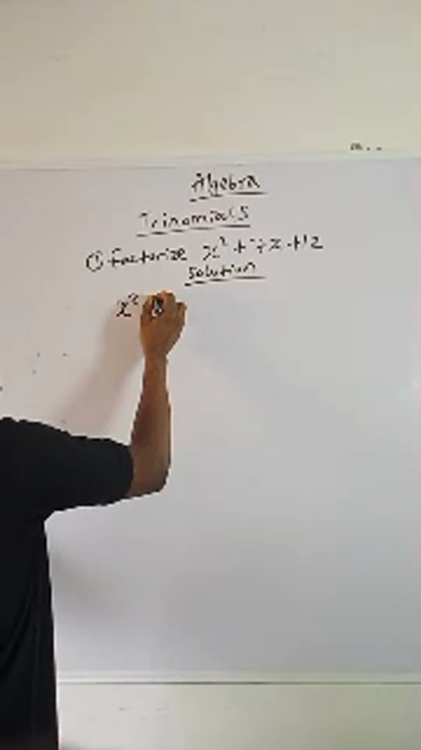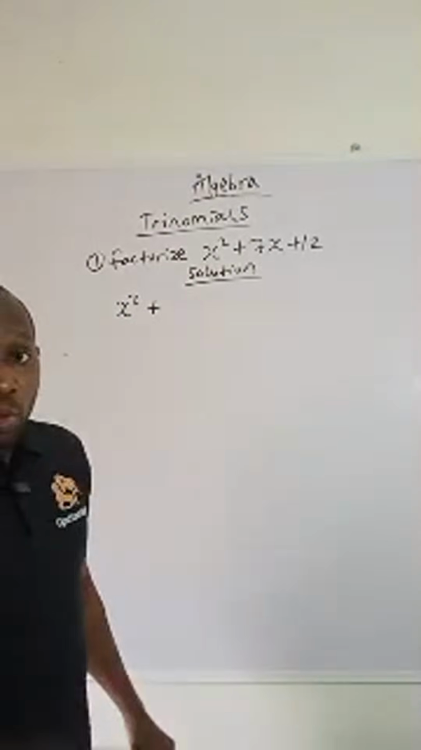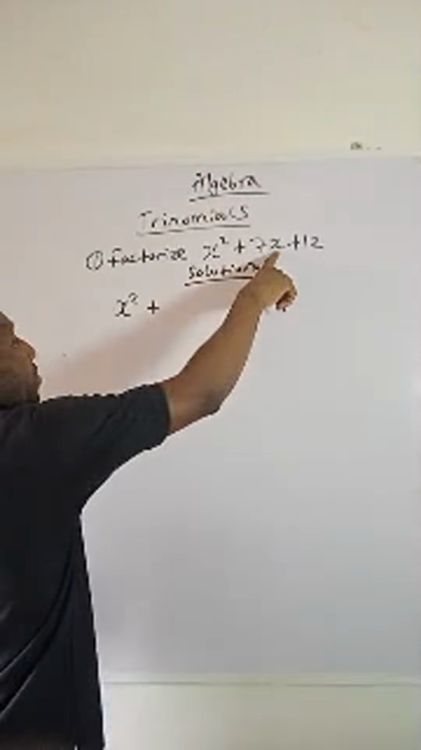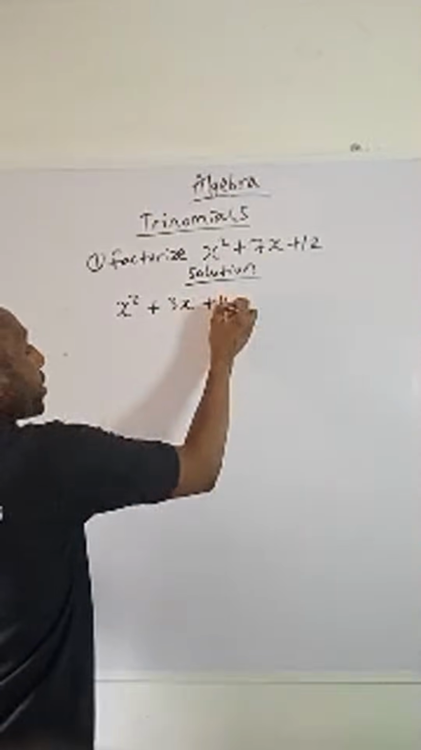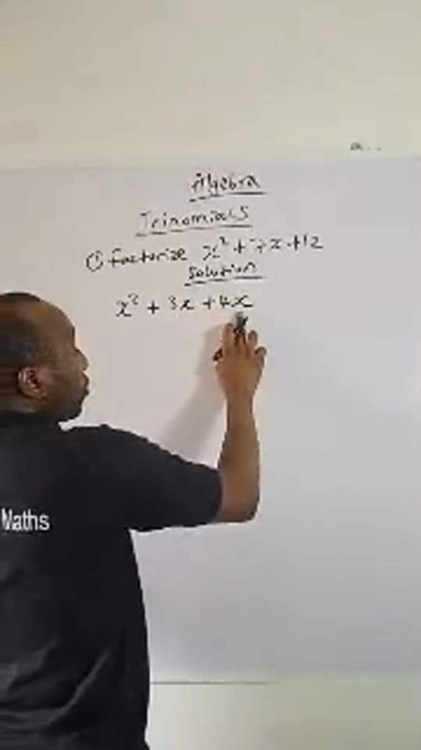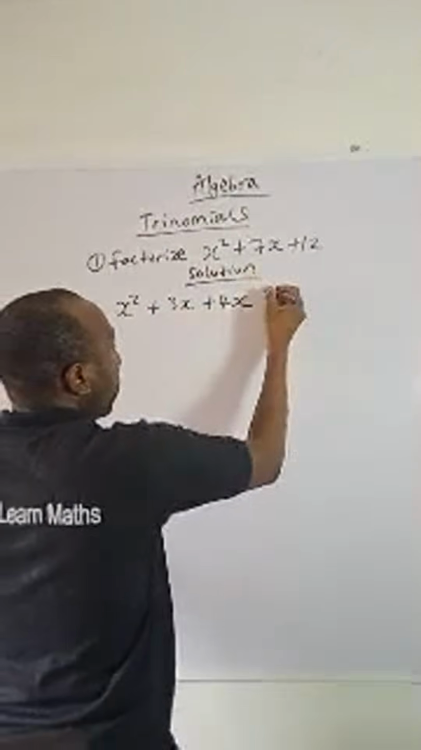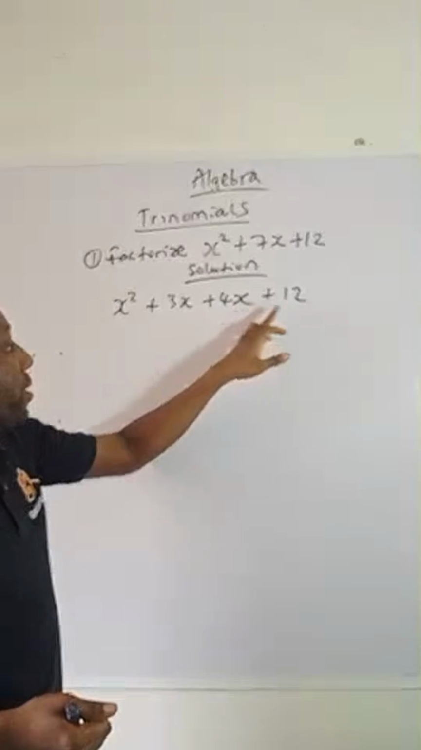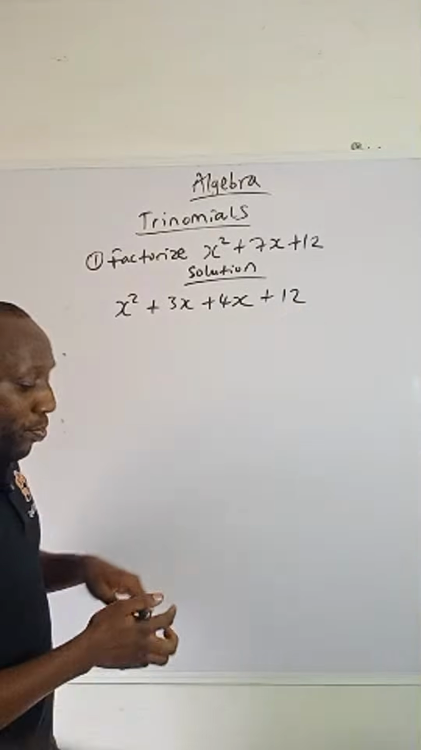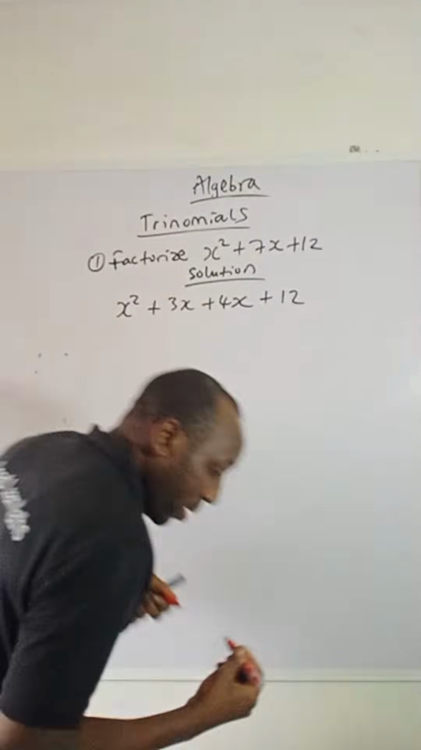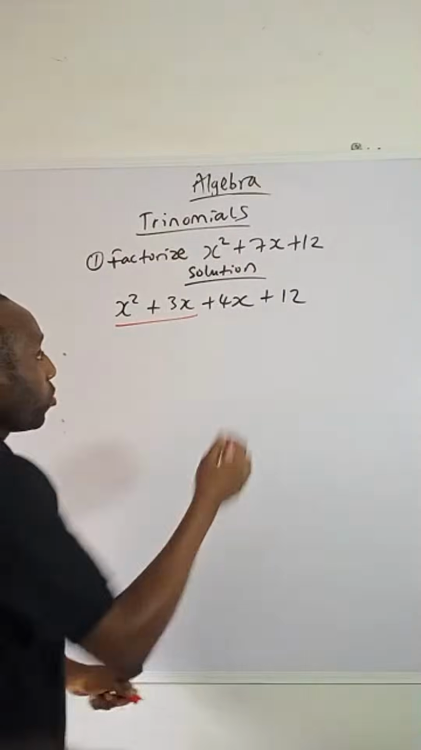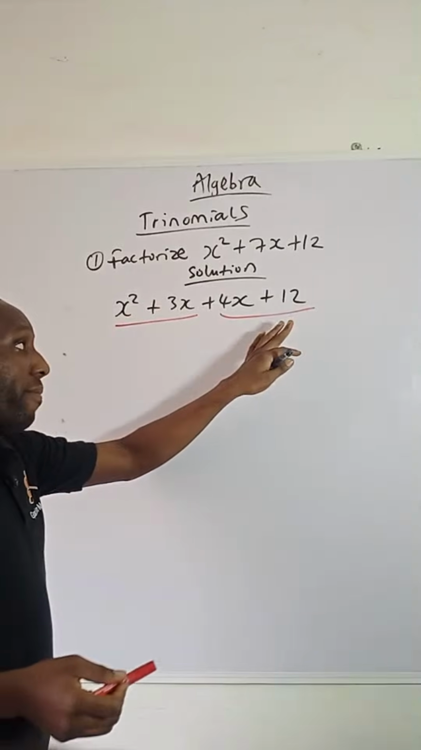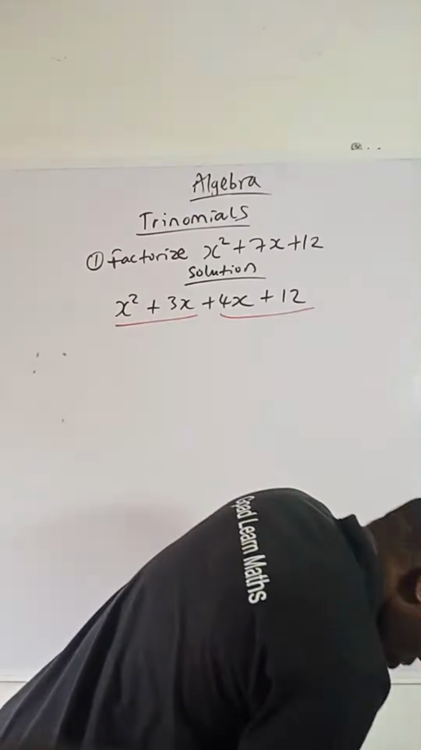You write x squared plus. Those two factors we thought of are what? 3 and 4, right? So I can replace 7x and write 3x plus 4x. If you add 3x to 4x, you get 7x. Then we have plus 12. So now you see that we have 4 terms. 1, 2, 3, 4. So you pick the first 2 terms, you factorize. You pick the last 2 terms, you also factorize. Make sense? Good.